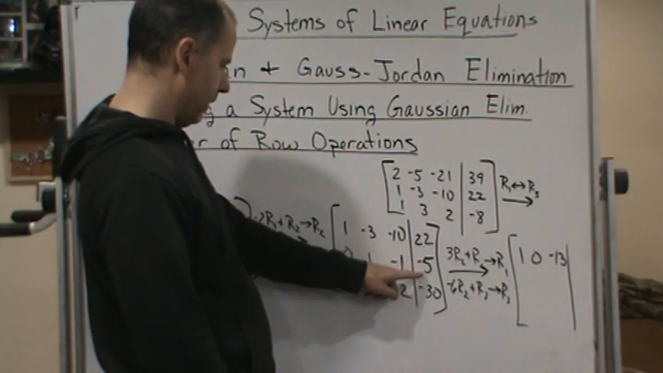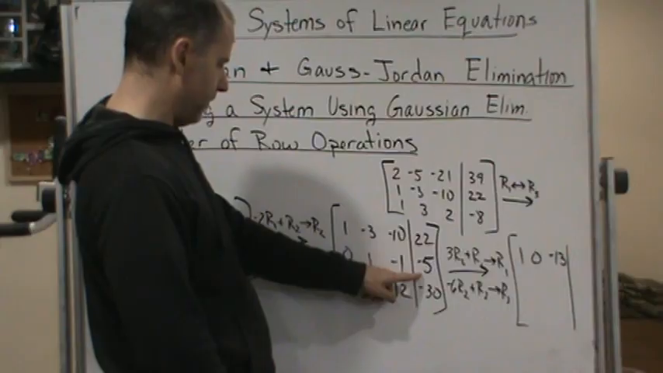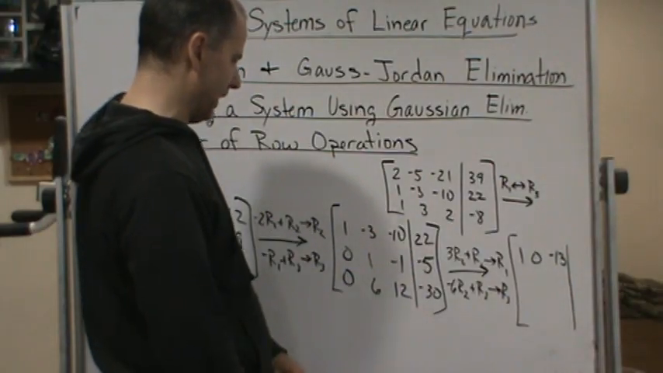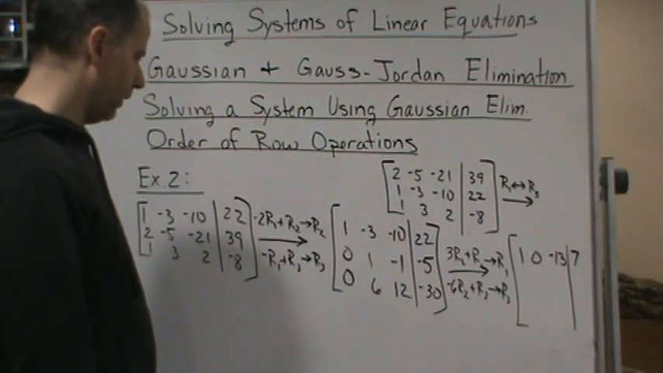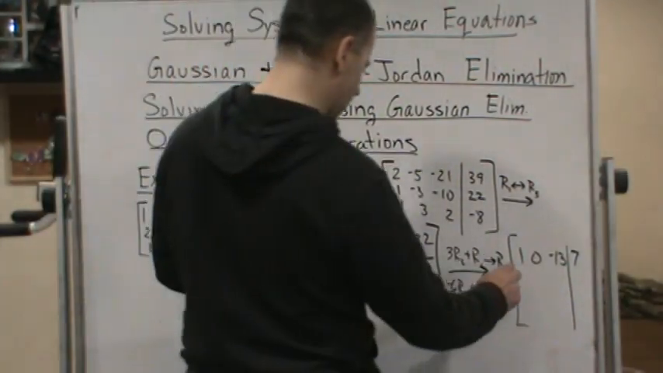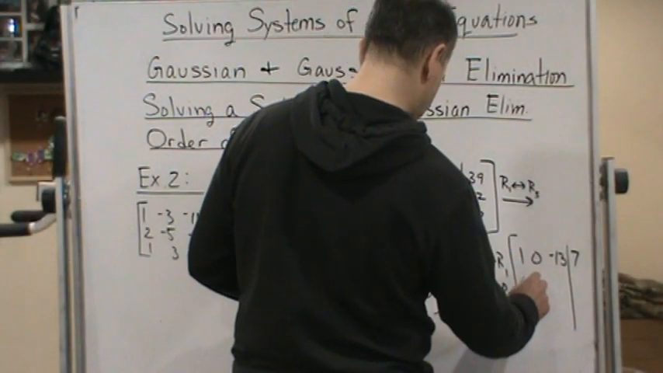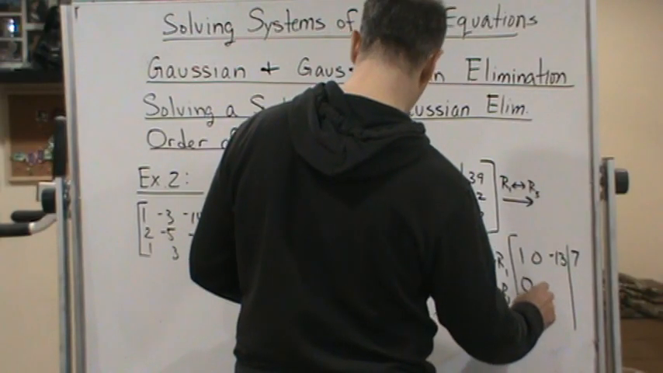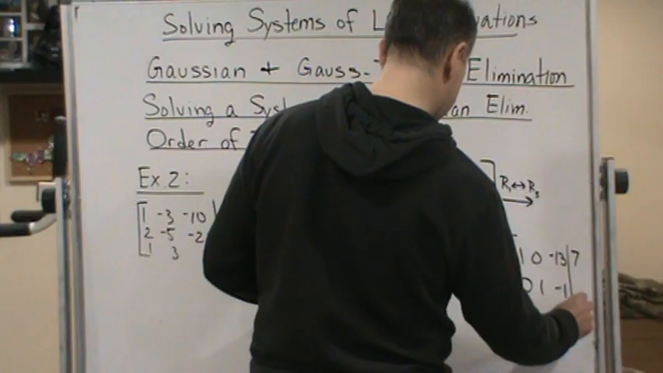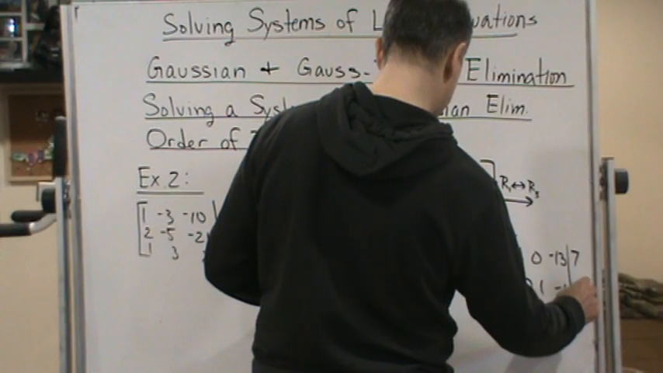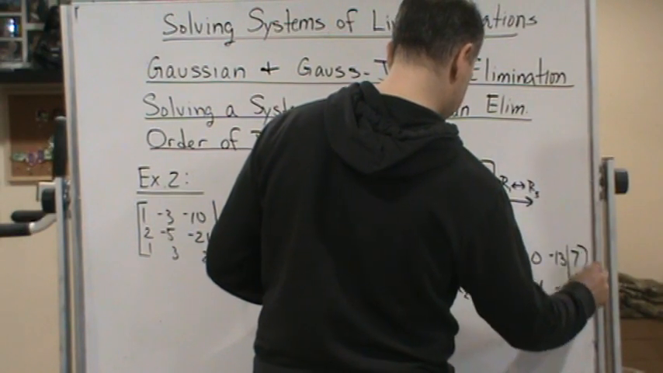And then what? 3 times negative 5 is negative 15, plus 22 is 7. Okay. Now row 2 remains unchanged, right? Because that's what we're using to change the other 2. So this is going to be 1, 0, 1, negative 1, negative 5.